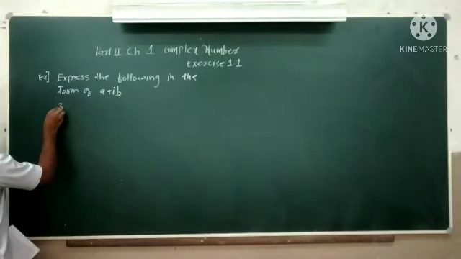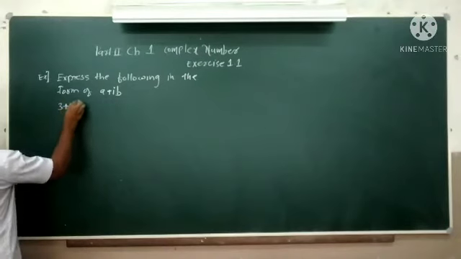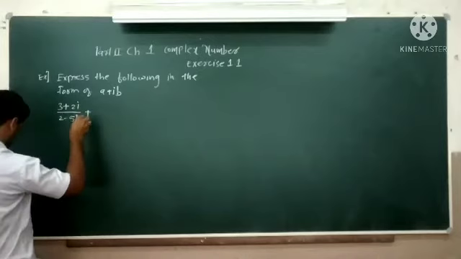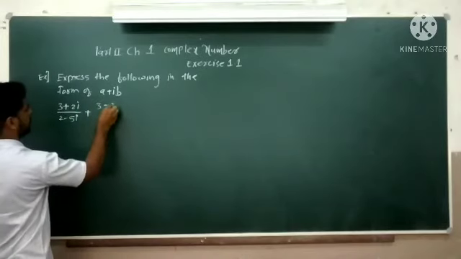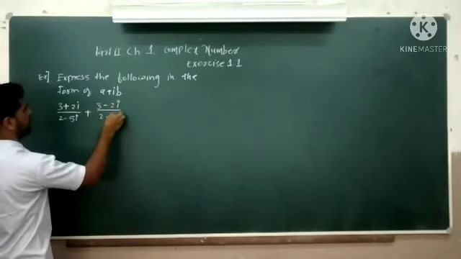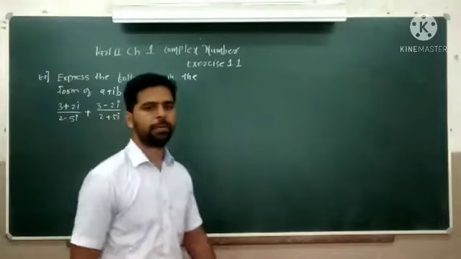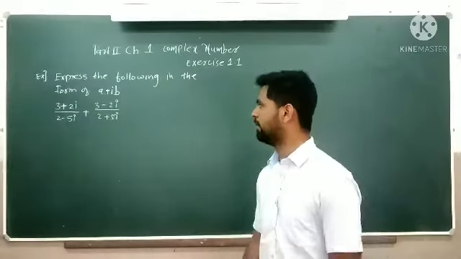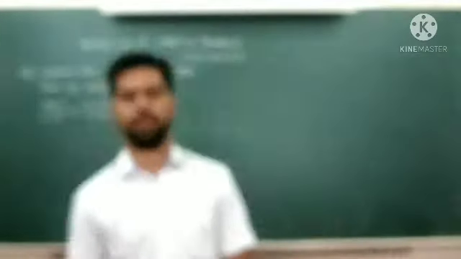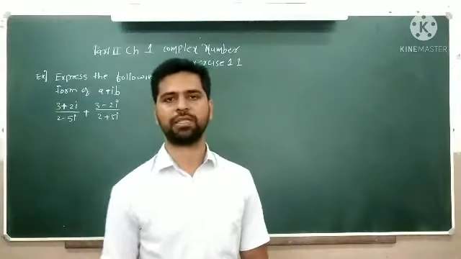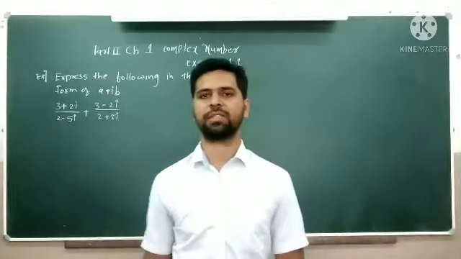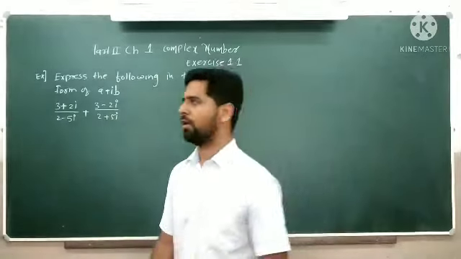Let's see what the expression is. The expression is (3 plus 2i) divided by (2 minus 5i) plus (3 minus 2i) divided by (2 plus 5i). There are two fractions, and in them there are 4 complex numbers, and we have to convert that into the form a plus ib. So we want only one complex number as the result. So how do we do that?